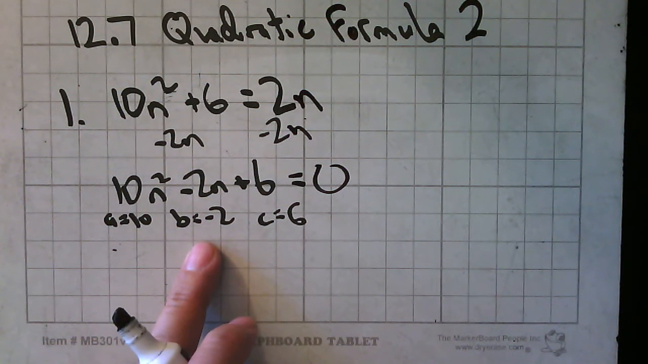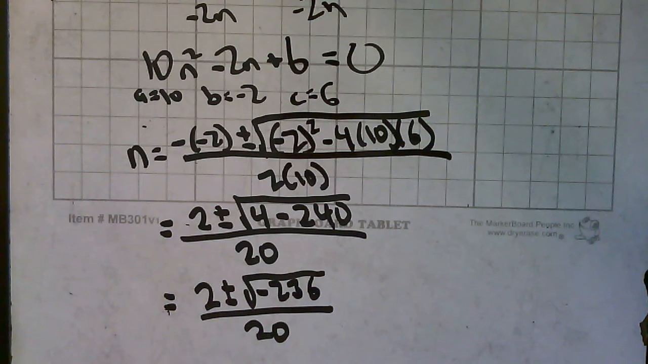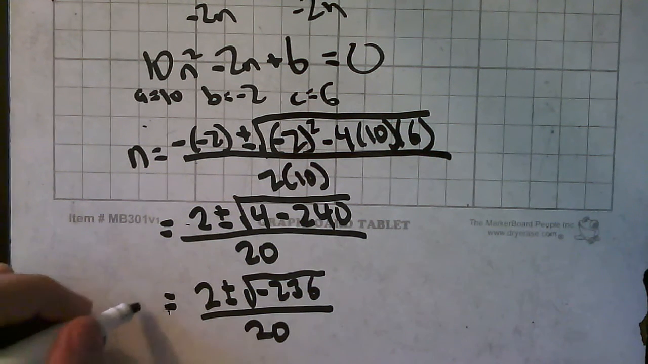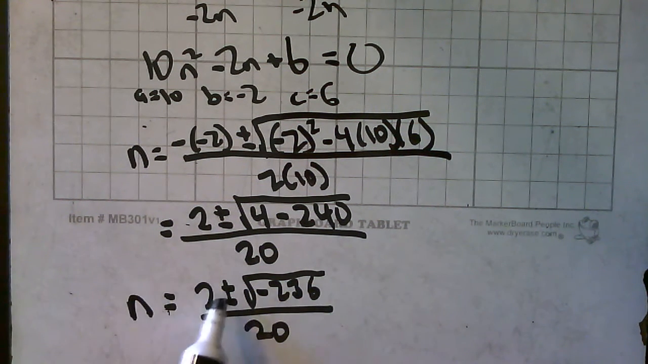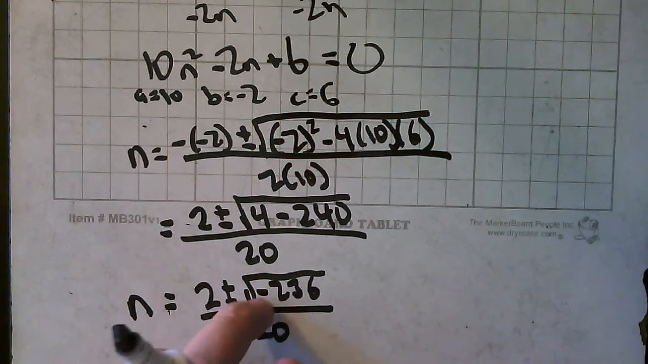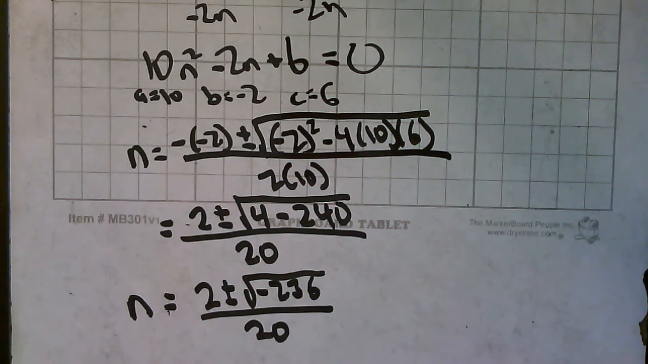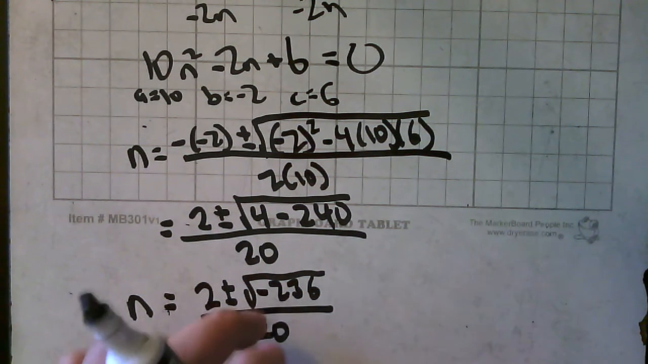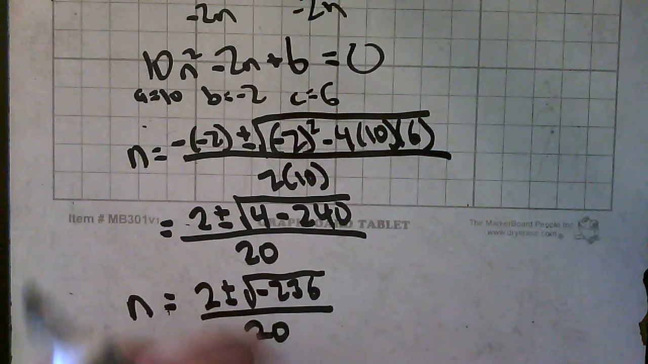So I'm going to fast forward towards the end. Okay, so I did all the work, and we get down to n equals 2 plus or minus the square root of negative 236 over 20. So again, this negative, that means you're going to have no real solution. This turns into an imaginary, we call this an imaginary root.